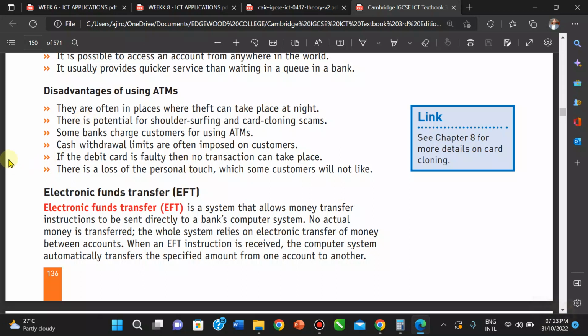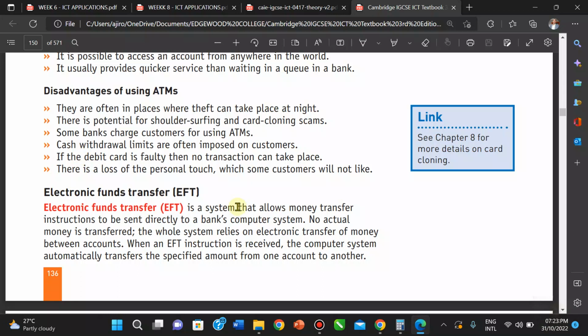Some banks charge customers for using the ATM. This is the reality of the truth, and that is a disadvantage. Cash withdrawal limits are often imposed on customers. There are some cards that have limits, and you can't go beyond that, even though you have excess money. If your debit card is faulty, you can't carry out any transaction.